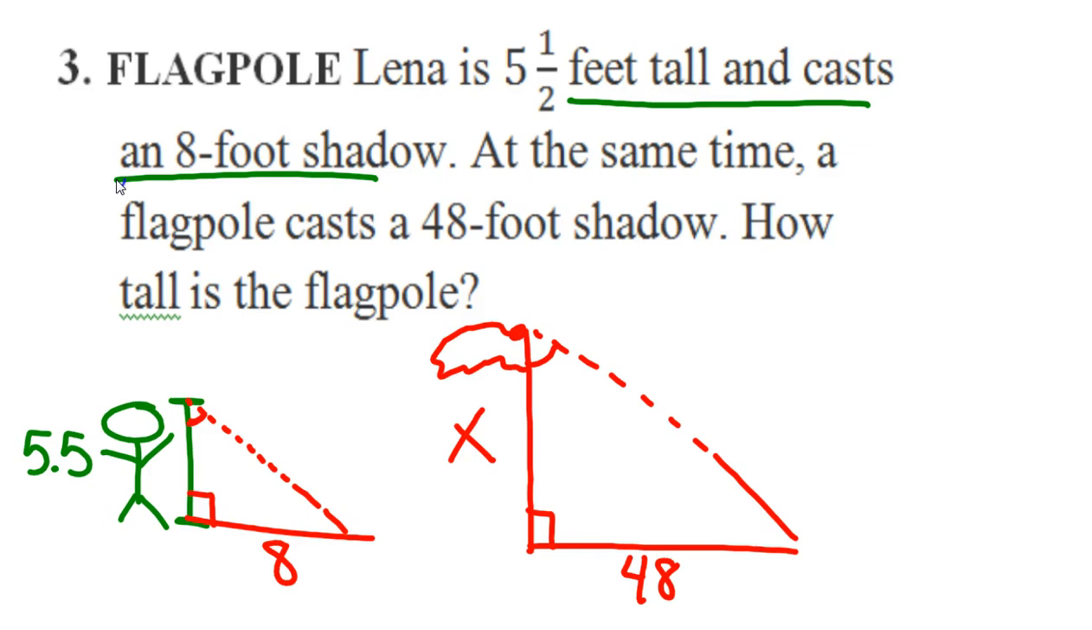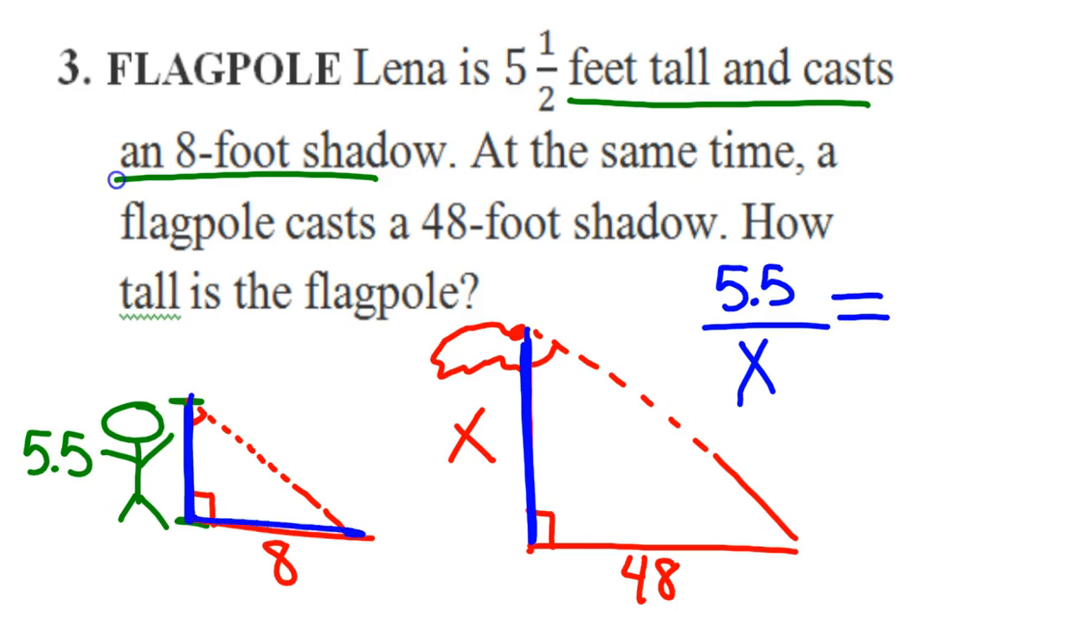So here we go. I'm going to start with Lena's height. 5.5, that's this side of the triangle. That's the height. Divided by, let's go to the matching or corresponding part of the other triangle, divided by x, is going to be equal to, let's go back to the triangle that we started with, 8, the shadow, divided by the shadow. So we went height divided by height equals shadow divided by shadow. Notice that it's the pattern.